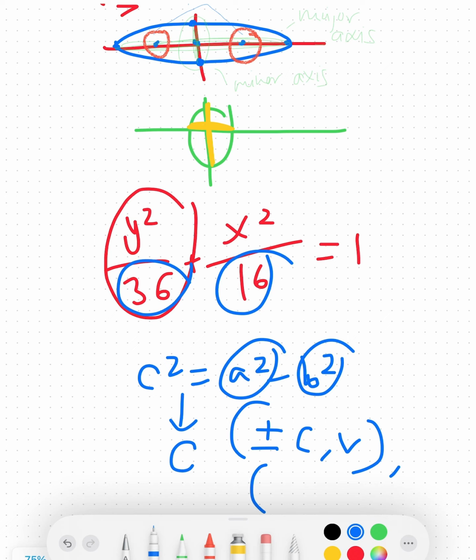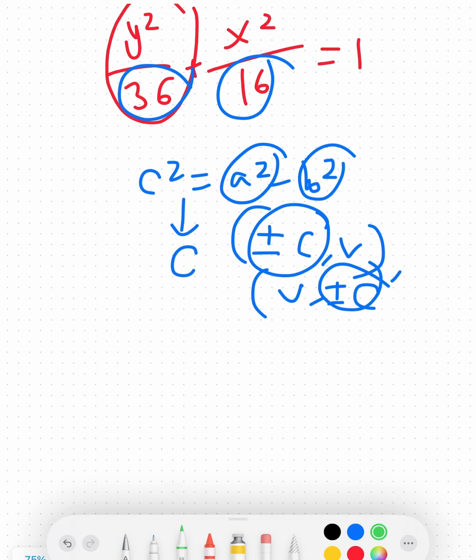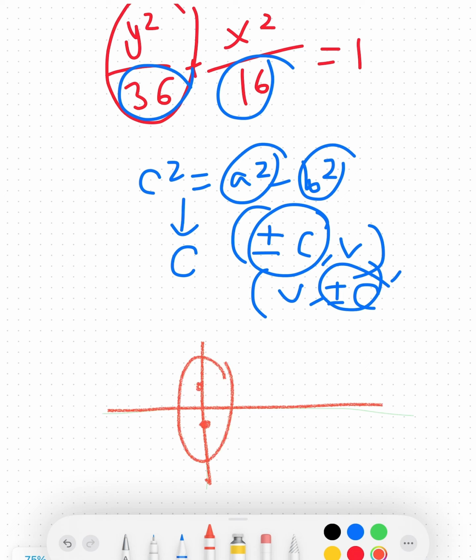let me write it down, then I'll explain it. So this is how the foci is calculated, okay? So it's going to be c away from the vertex, basically. And it's going to lie on the major axis, okay? So let's say we had a graph here. And it looked like this. And our foci was here. And let me have a better example, okay?